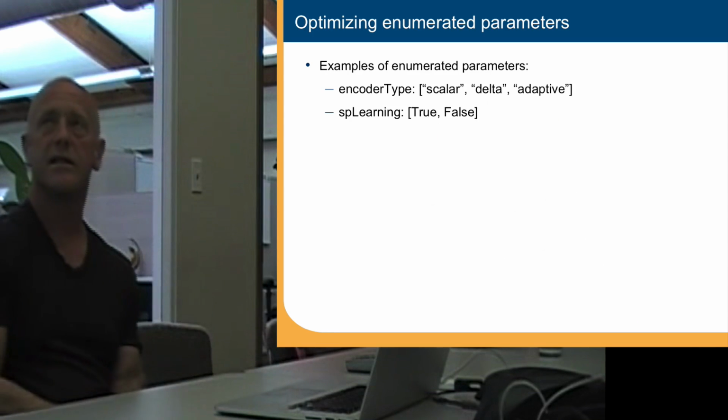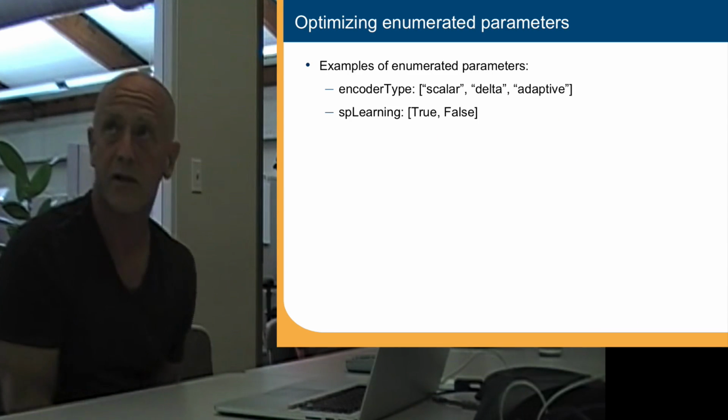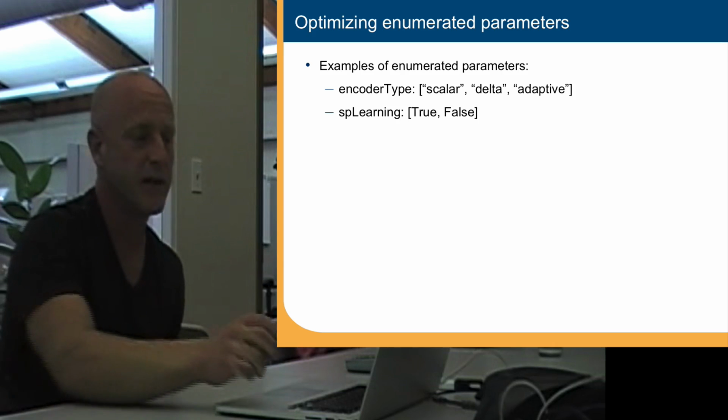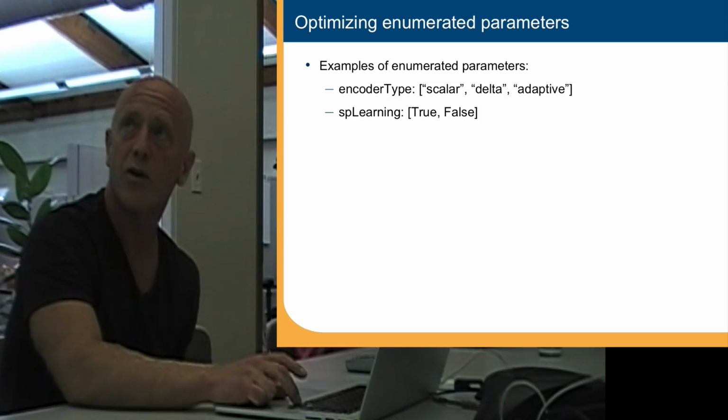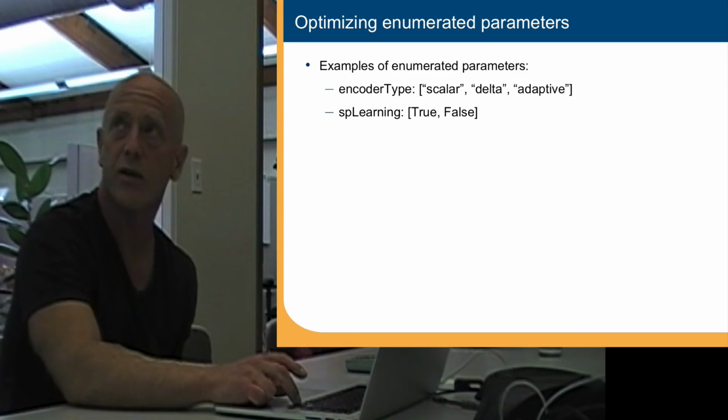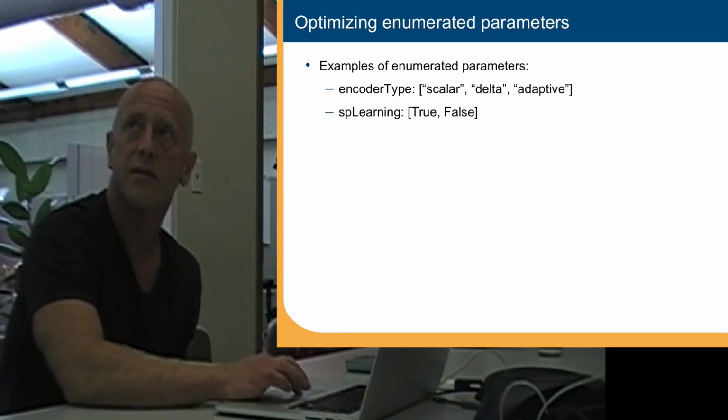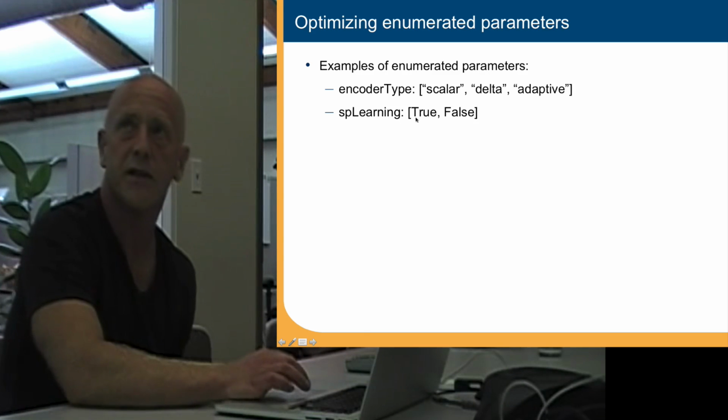say you had to figure out what type of encoder to use for a particular field. There might be 3 choices. You might have a regular scalar encoder to choose from, a delta encoder, or an adaptive encoder. This is kind of a contrived example, but gives a flavor for what's going on. You might also have an enumerated parameter which says whether the spatial pooler learning should be enabled or not. So that could be true or false.